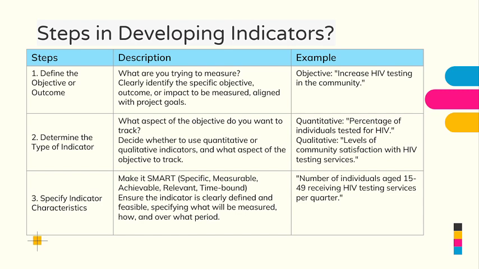The other thing now, you need to specify indicator characteristics, which is to make your indicators SMART: specific, measurable, achievable, relevant, and time-bound. Ensure that the indicator is clearly defined and feasible, specifying what will be measured, how, and over what period. An example of that indicator could be the number of individuals aged 15 to 19 receiving HIV testing services per quarter. You have time-bound, you have who you're looking at, when you're looking at, and what you're looking at. Everything in one indicator. That's how every indicator should be developed for your project.